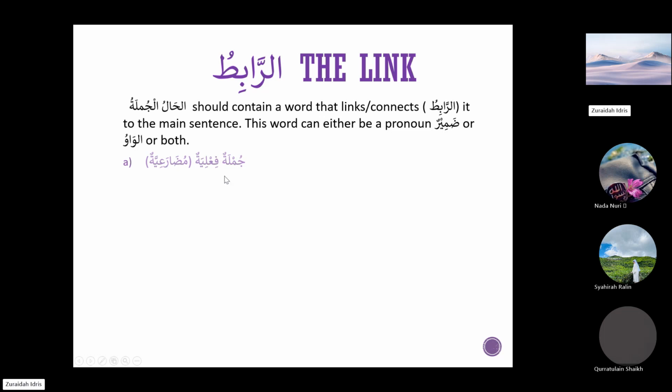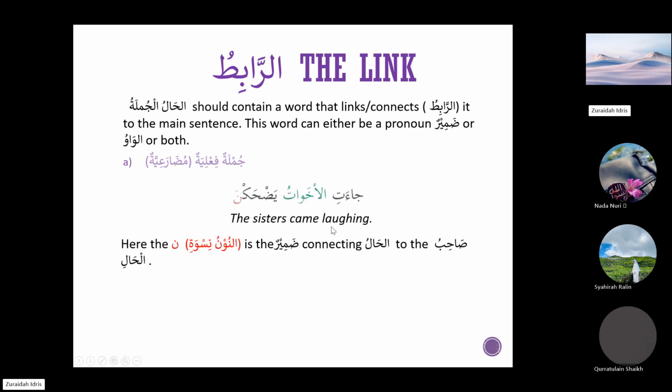Mudari'iyah is just a way of saying jumlah fi'liyah mudari', fi'lun mudari', just the feminine way of expressing it. So here we are, as I was explaining, you can see the sisters came laughing. The nun niswa here is the dhamir that's connecting the hal. Where's the hal here? Not the sahib hal, the hal. Yadhakna. Alhamdulillah, good.